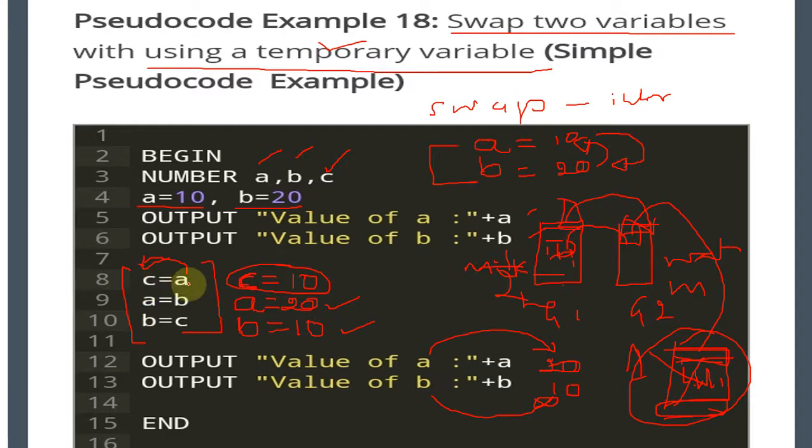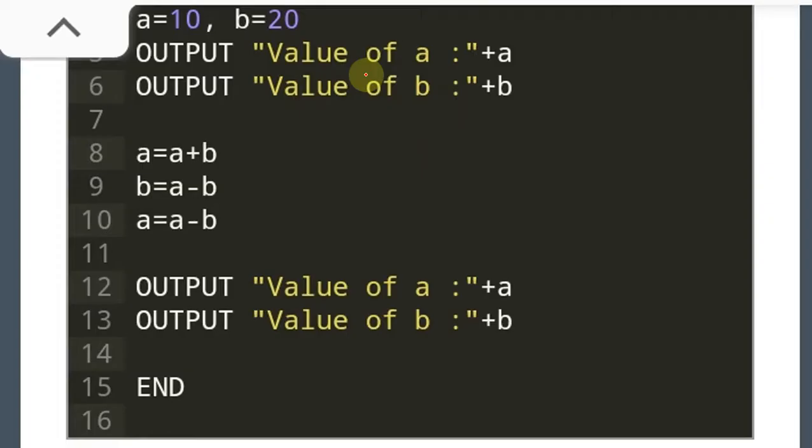If you say c equal to a, b equal to c, then a equal to b, it is wrong. So this is a sequence of steps. C equal to a means the a value will be assigned to c. A equal to b means the b value will be assigned to a. Then the c value will be assigned to b. These 3 steps will be sequentially executed in order to perform swapping or interchange. Okay, this is fine.